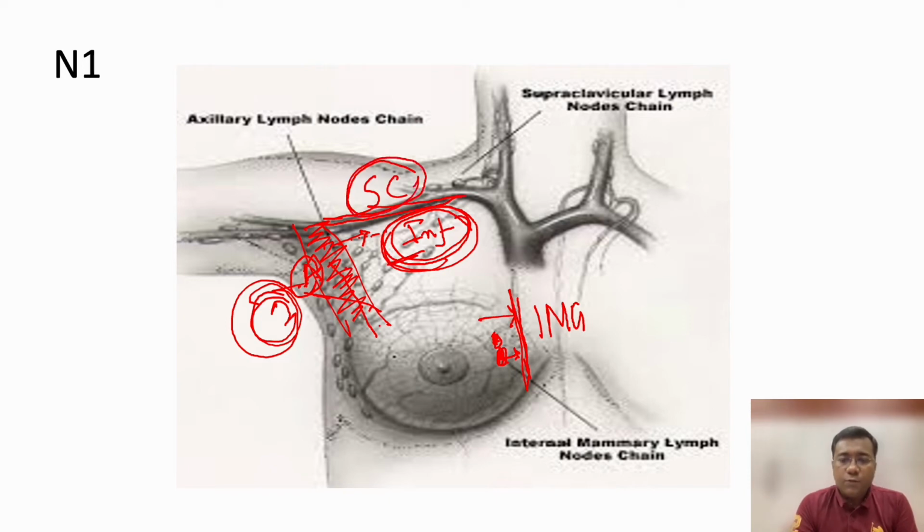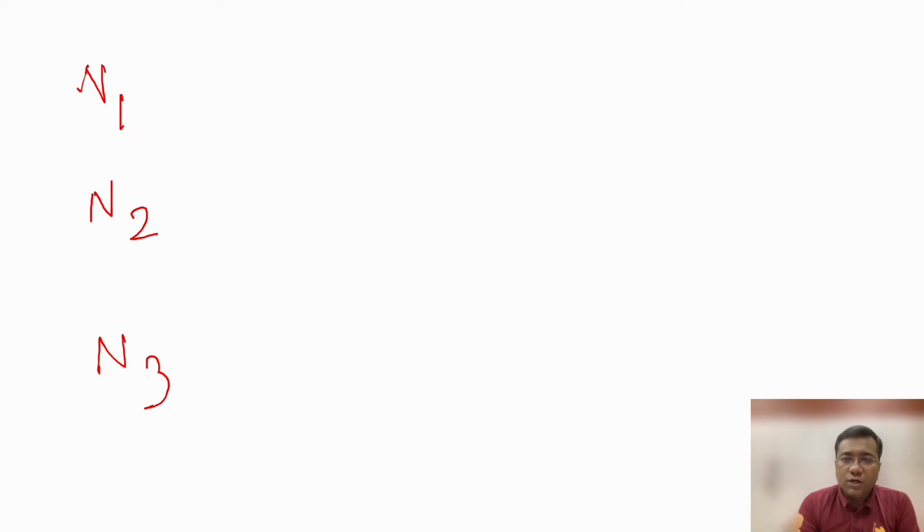All right, now let us see how the N status is taken. So N1, N2 and N3. I told you what the groups are: axillary group, internal mammary group, infraclavicular group and supraclavicular group. Okay, so N2 is again divided into 2A and 2B. N3 is divided into A, B and C.